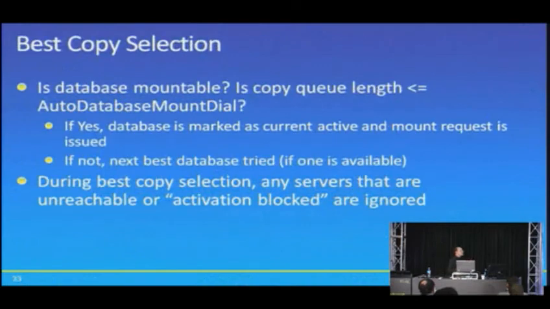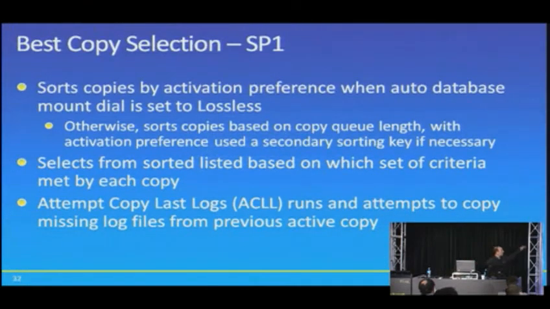Okay, the process is the same, though. It'll select based on the criteria. You'll see the criteria in a minute. ACL runs, again, only going back to the original source to get data. Now at this point, we're back to where we left off with RTM. We're at the same point in time. So ACL's done its thing. Doesn't matter if it's RTM or SP1. It tried to copy logs.